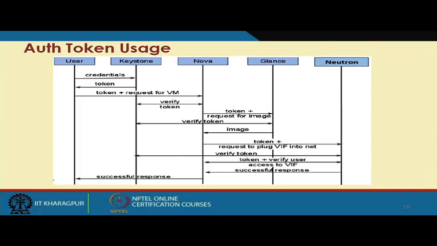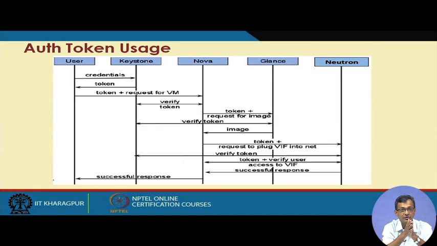So, this way the whole thing goes on, and if we look at the token exchange mechanism, the user goes to Keystone for identification and authentication, then it goes to Nova, then Glance and Neutron. So, this is the process flow of that particular authentication token use.